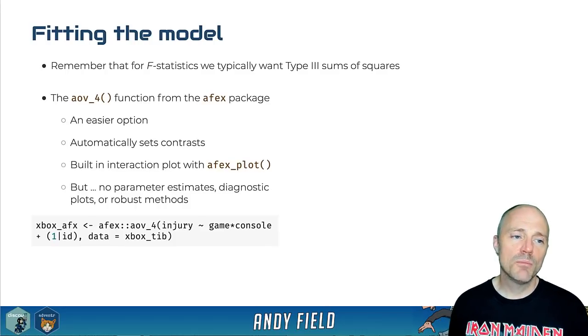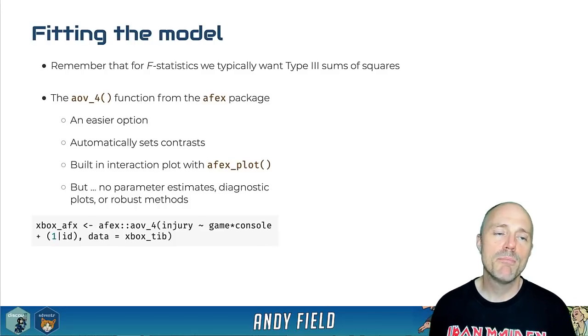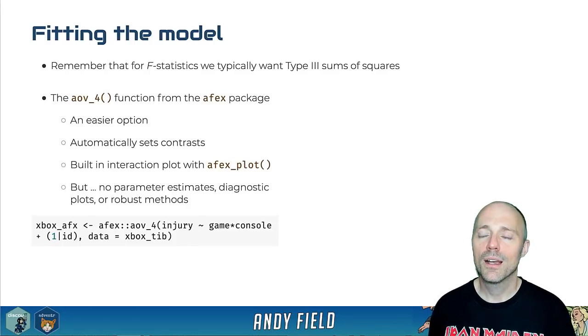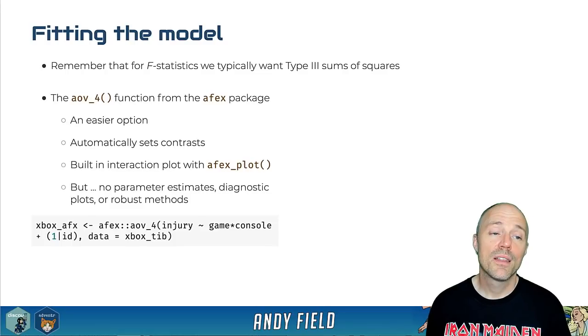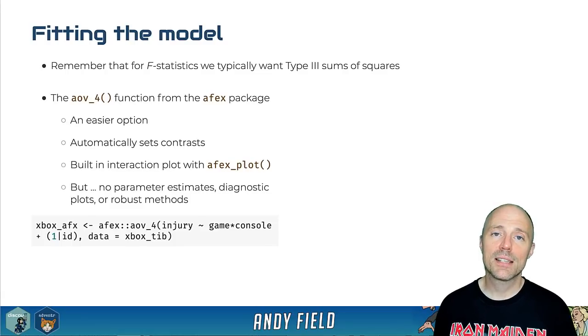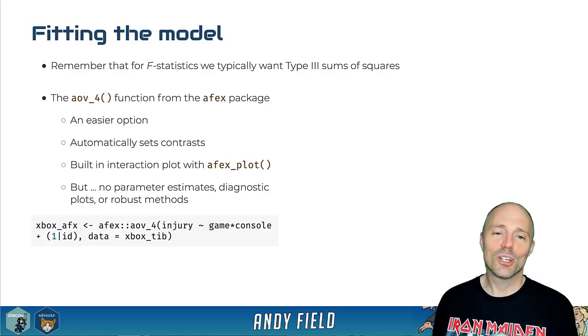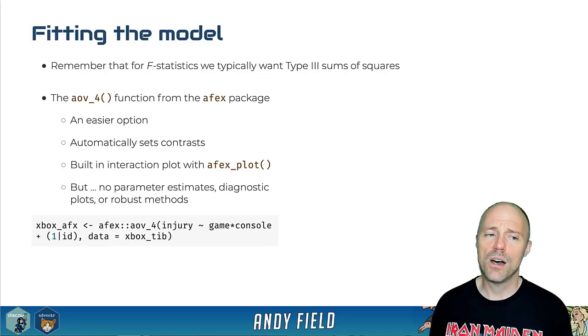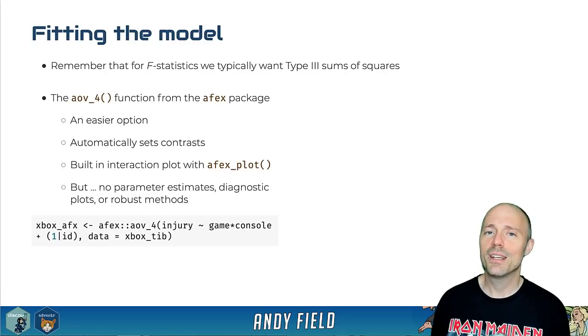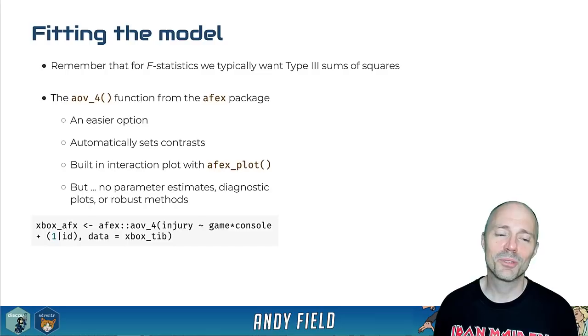We can fit the model in a couple of ways. Now remember from the lecture on looking at adjusted means, that when we're looking at F statistics and we have more than one predictor, we typically want to use type 3 sums of squares. So just bear that in mind. We're going to again look at type 3 sums of squares, and we've got a couple of options in R. There's an easier option and a harder option. So I'm just going to lay out the pros and cons.